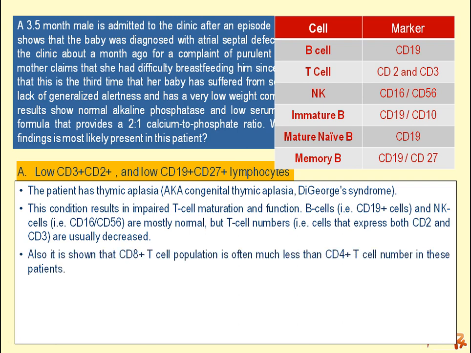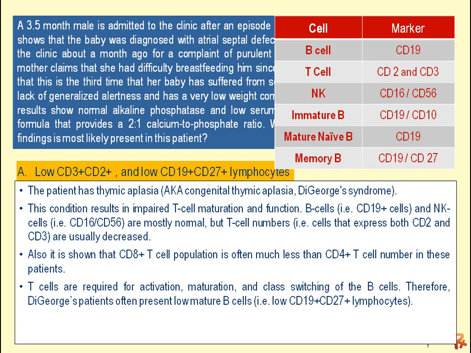Also, it is shown in these patients that the CD8 positive T cell population is often much less than CD4 positive T cells in number. T cells are required for activation, maturation, and class switching of the B cells. Therefore, DiGeorge's patients often present with low mature B cells. Those are CD19 positive, CD27 positive lymphocytes. And that was the correct answer in this case scenario.